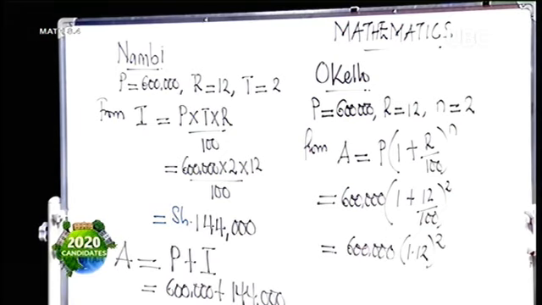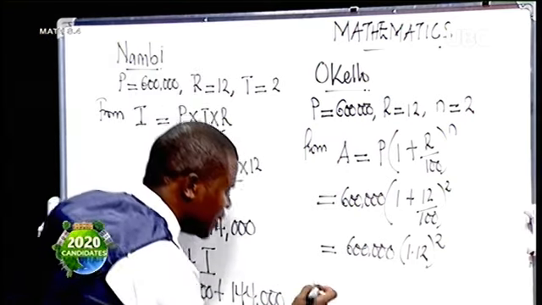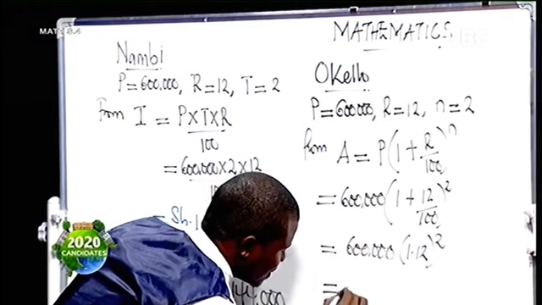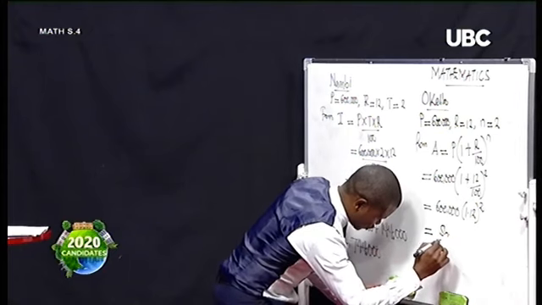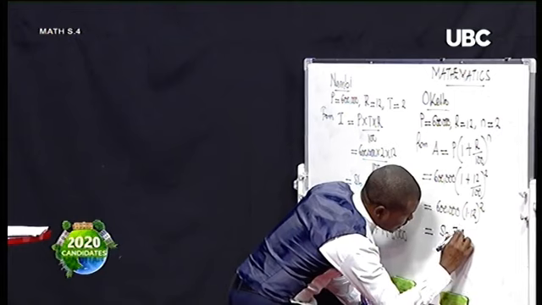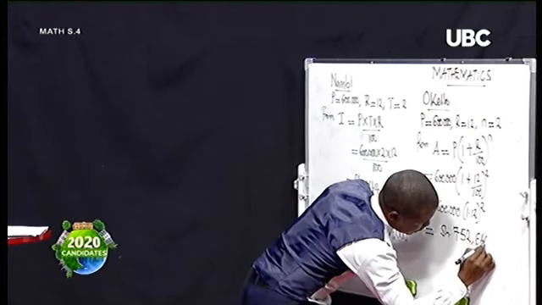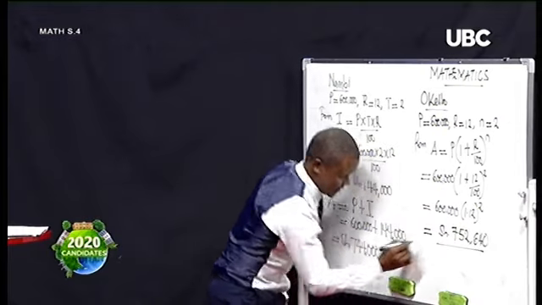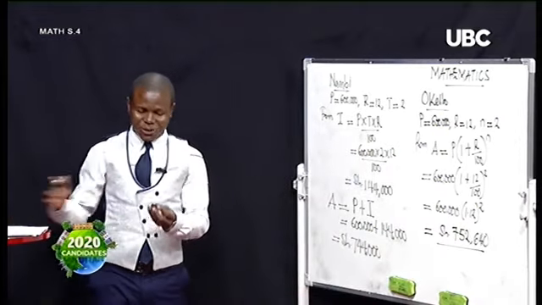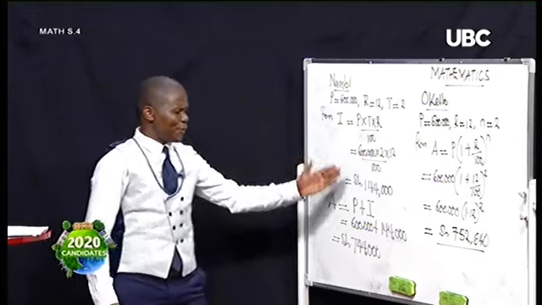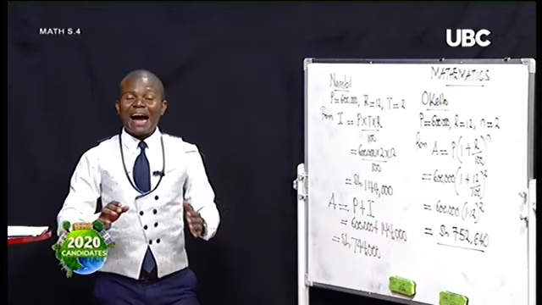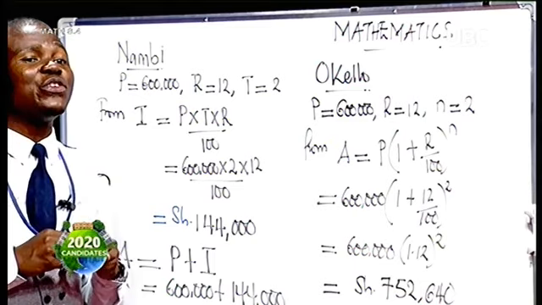600,000 into 1.12 squared will give us an answer of 752,640 shillings. So we say this is therefore equal to shillings 752,640. My dear sons and daughters, following from this calculation, I think now you know which account will fetch you more money.